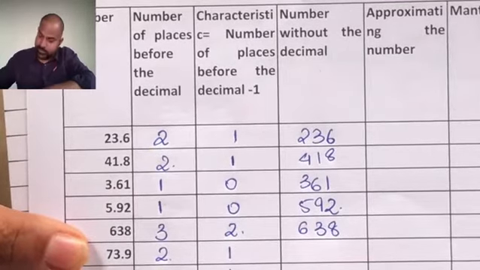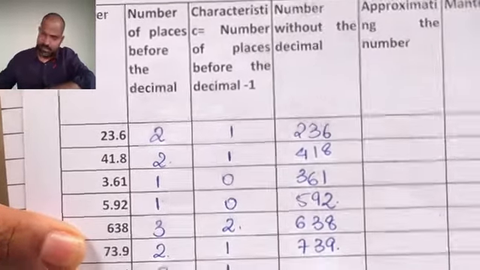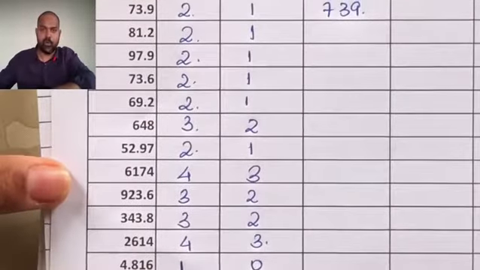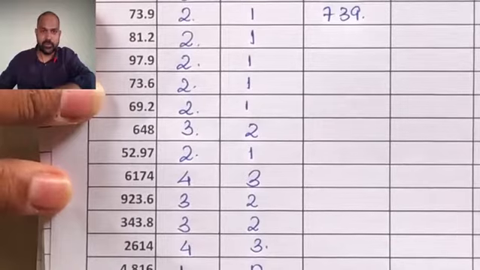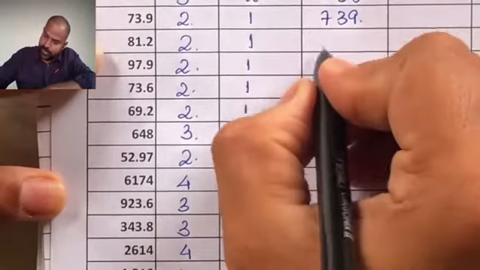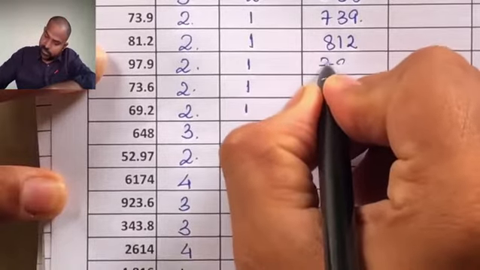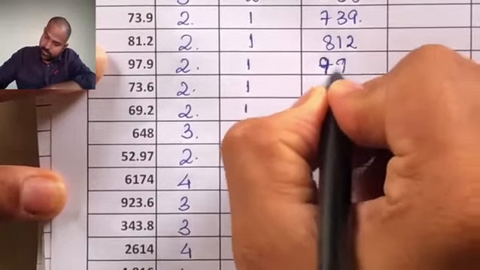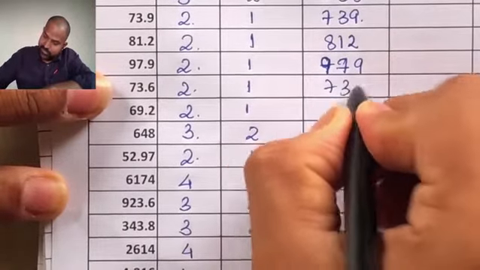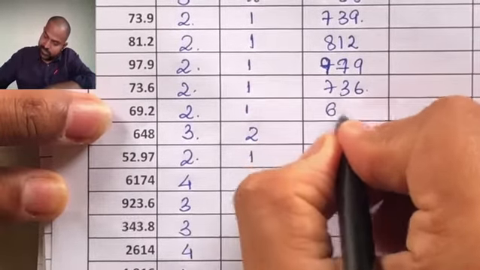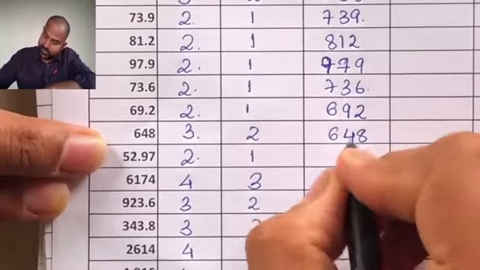73.9, without the decimal will be 739. Let's continue and fill this up. All you have to do is write down the number without the decimal. So this is going to be 812. This is 979. Then you have a 736. Then you have a 692. Then you have a 648.